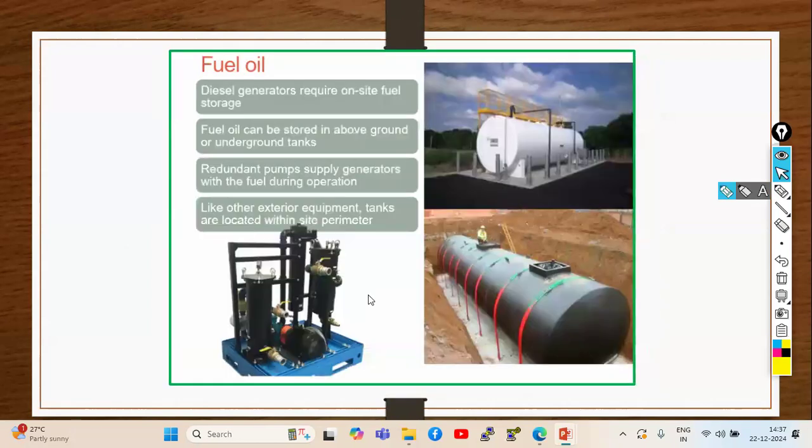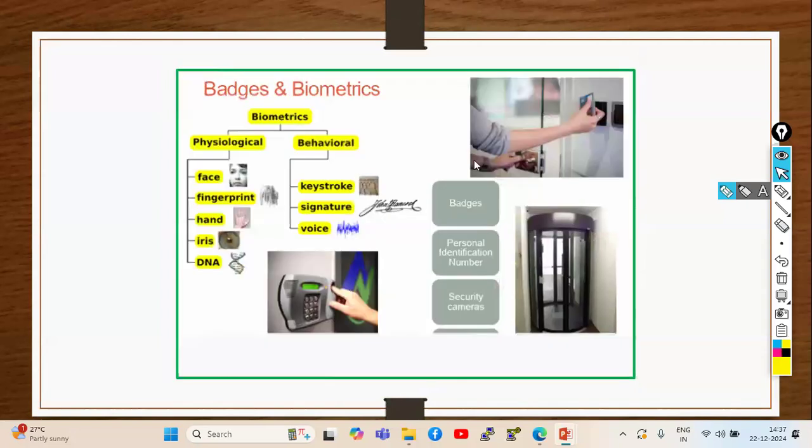The fuel oil, why do we need fuel oil? To run the generators we need oil, right? So these are the fuel pumps or fuel tankers which will be available very near to your data center to supply oil. Then badges and biometrics. You should have the proper credential in order to enter into a data center. It could be your ID card, your fingerprint, or your signature. So multiple procedures will be implemented on the security front.